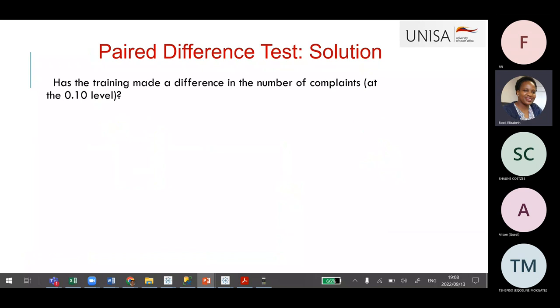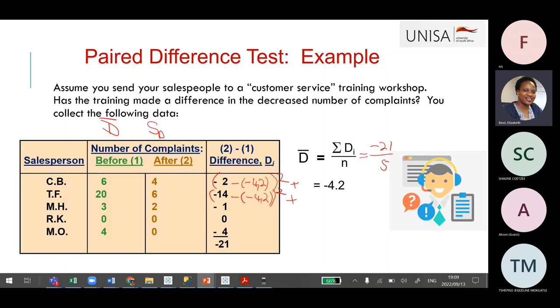And now let's go and do our hypothesis. Our question is, has the training made a difference in the number of complaints at alpha value of 0.10? So this is our alpha value. So the first thing we do is to state the null hypothesis. If I go back to the question, you still remember keywords in the statement. These are things that you need to look out for. So the keyword was that the number of complaints has decreased.